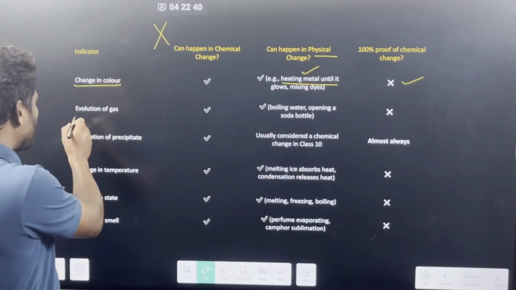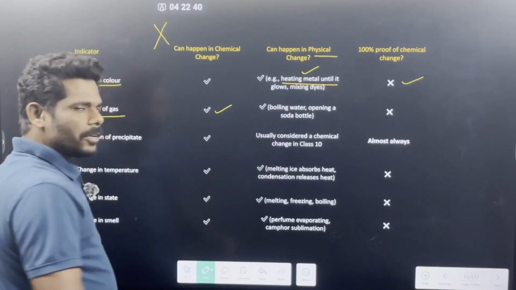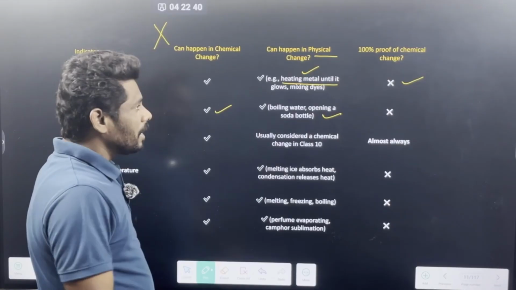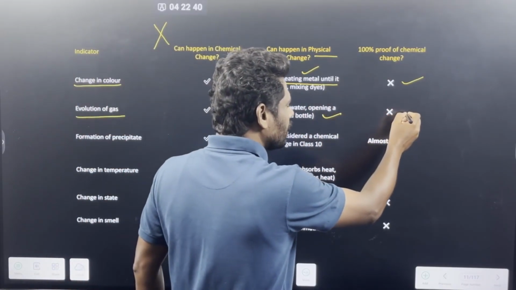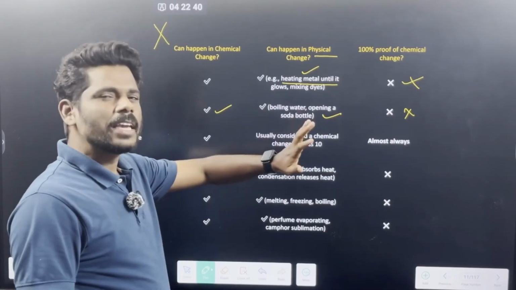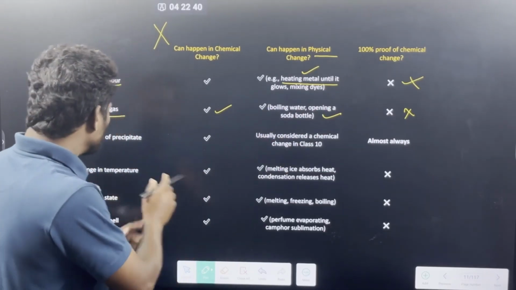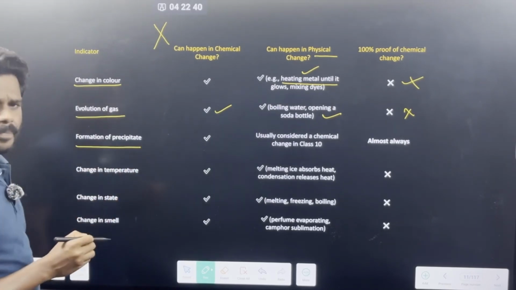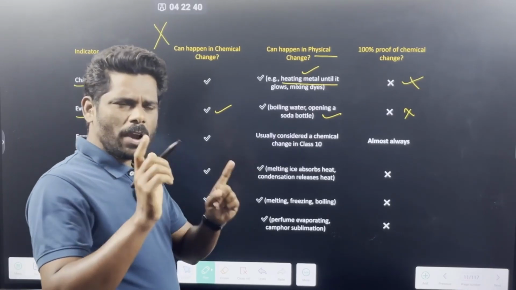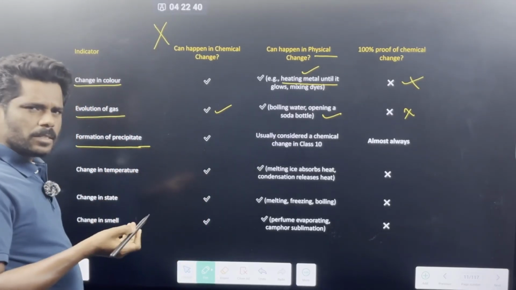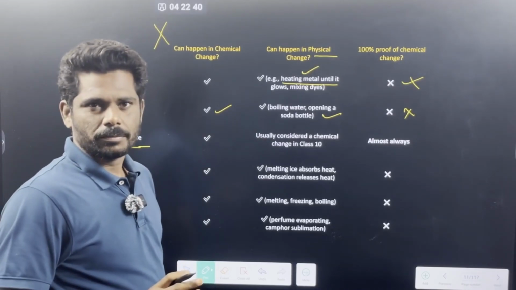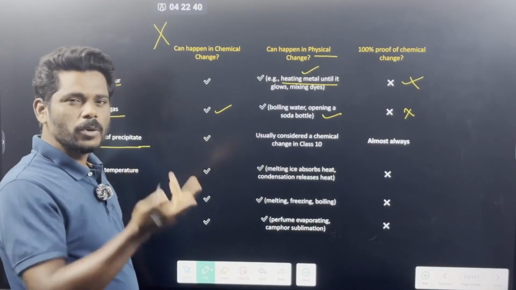In the same way, evolution of gas occurs during a chemical change. In fact, it may occur during a physical change. So that's why this is also not 100% proof or indicator to say a particular change is a chemical change. Now coming to formation of precipitates. Yes, maybe here we have to stop somewhere and consider this point. Why? Because formation of precipitate is nothing but an insoluble product is formed when we mix two solutions.